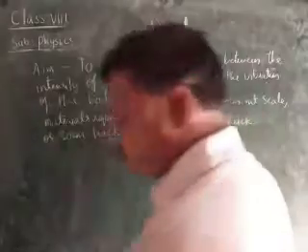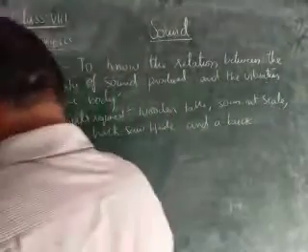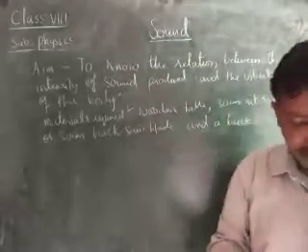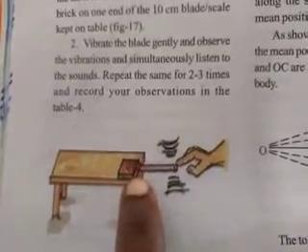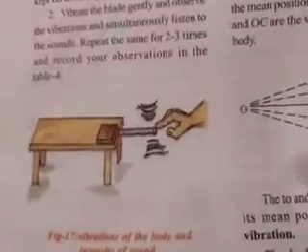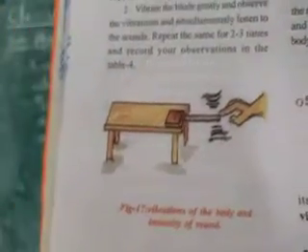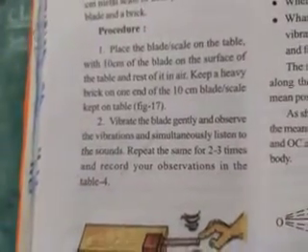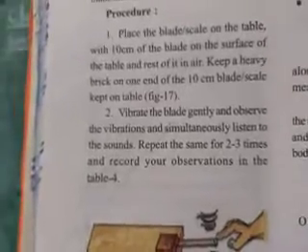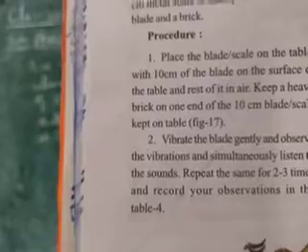For this, what you should do now is take a wooden table. Here the figure is given, children. On the wooden table, you should keep the hacksaw blade. A hacksaw blade is the blade which is used to cut iron objects, or plastic or iron objects. Therefore, here he is saying to place the blade or scale on the table with 10 centimeter of the blade on the surface of the table. The remaining is outside, children, in the air.